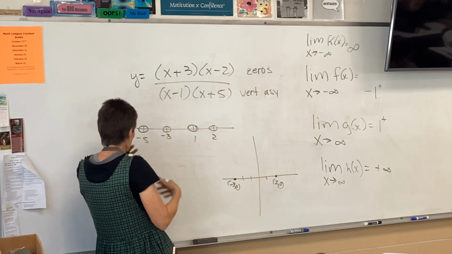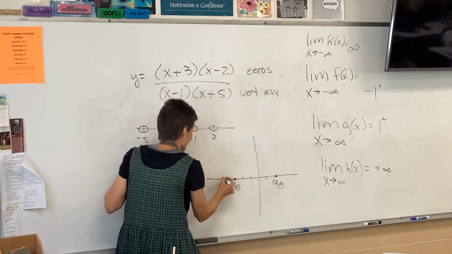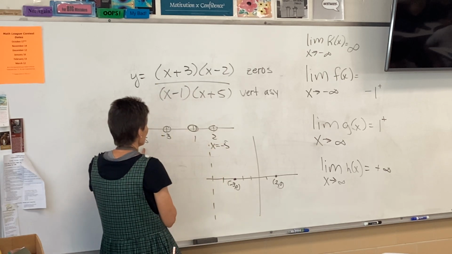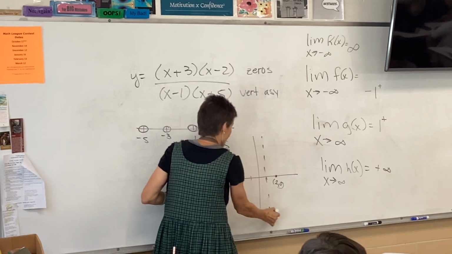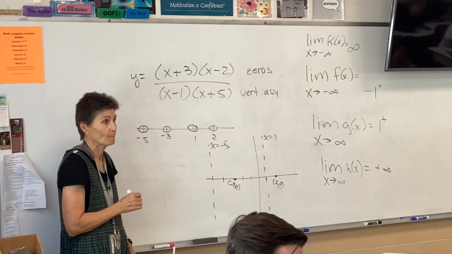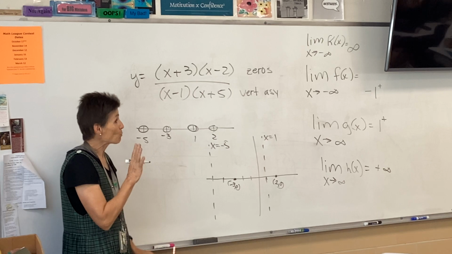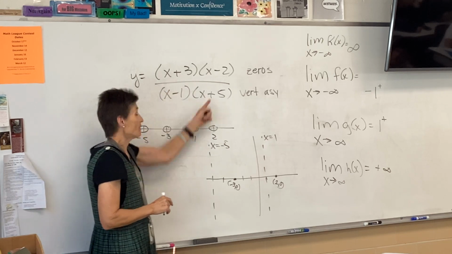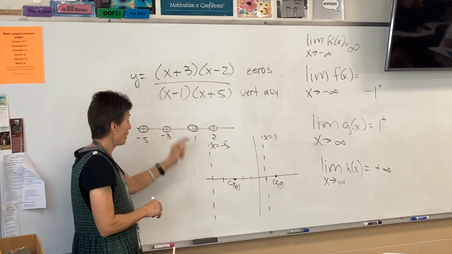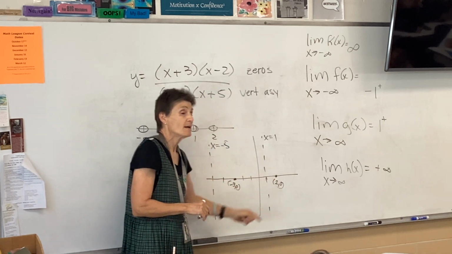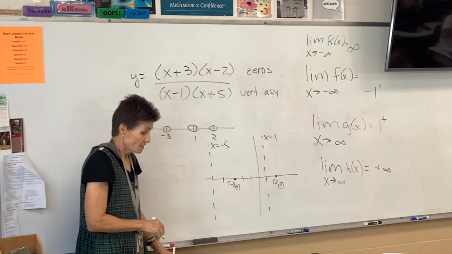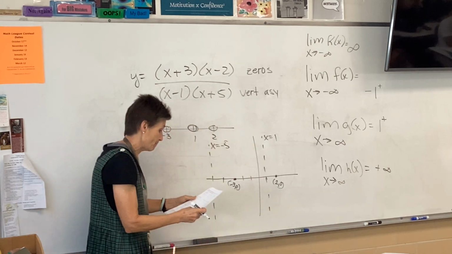So if I were sketching this, I would have a vertical asymptote at x equals negative 5 and a vertical asymptote at 1, if I were actually going to sketch this whole picture. So when you look at a rational function, all the numbers are important. Every factor is important, but the top ones give you your x-intercepts and the bottom ones give you your vertical asymptotes. Okay? So let's look at the next problem.